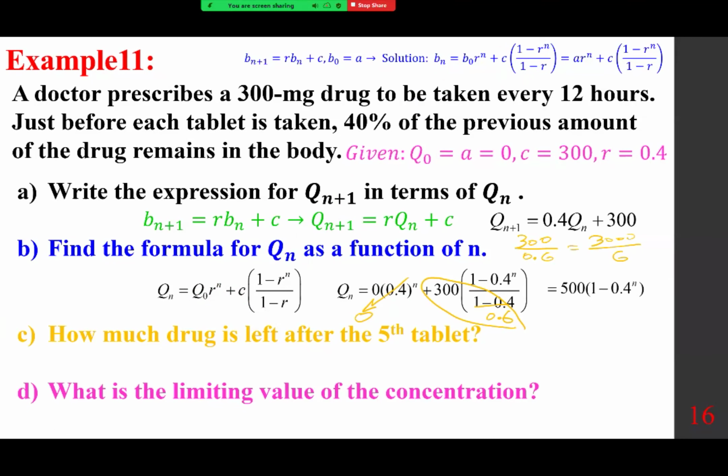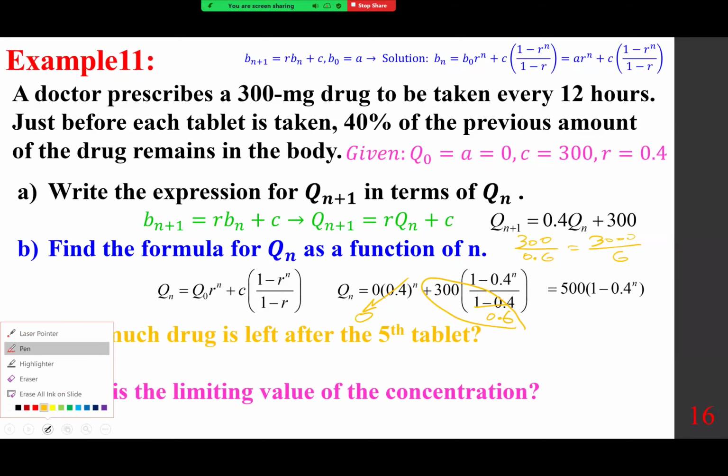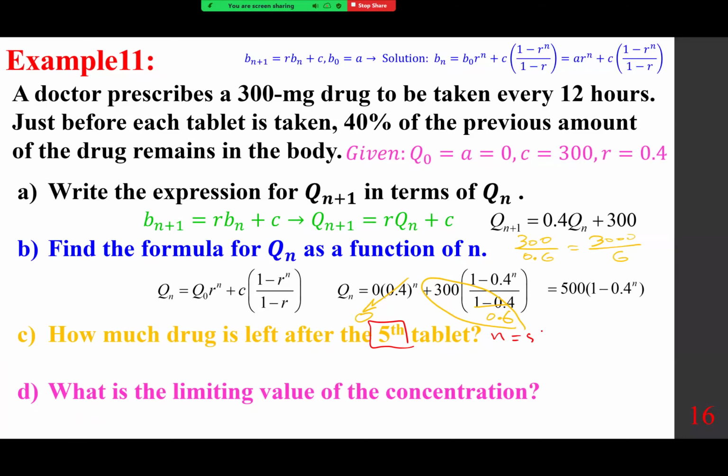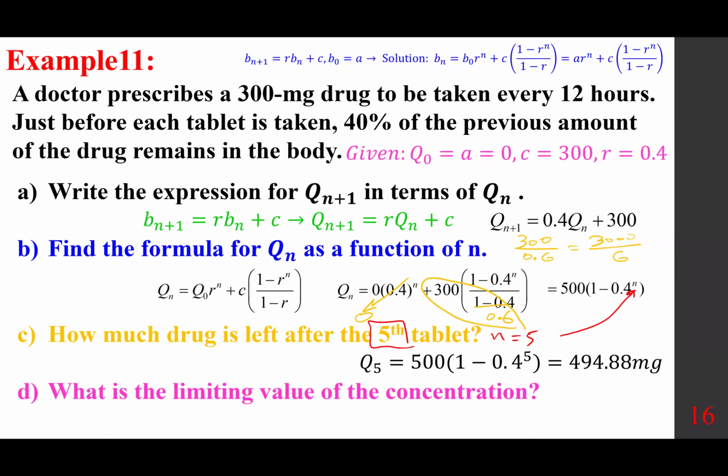So how much drug is left after the 5th tablet? Set n equals 5 and evaluate it. We get 494.88 milligrams. As always, when you're dealing with word problems, write the units if units are given. Always write the units, everybody.